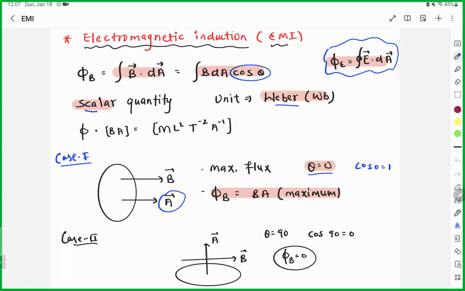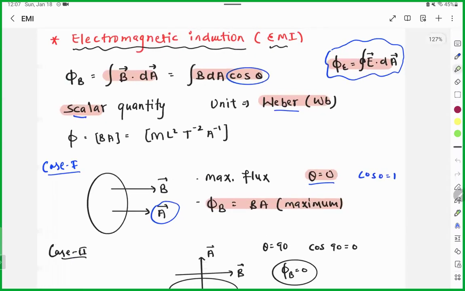And this current formation due to the change in magnetic field is known as induced current, not normal current, induced current. Any doubt, guys?